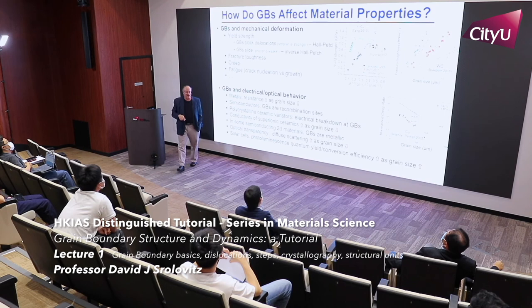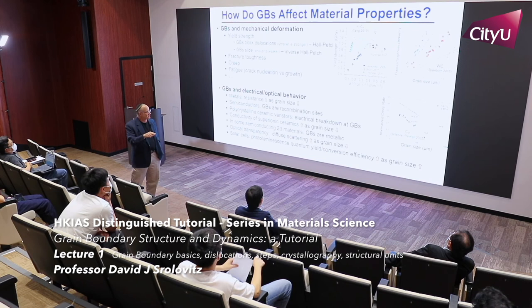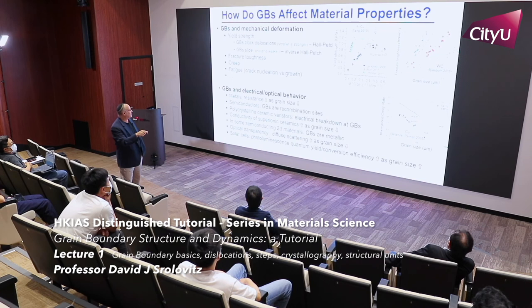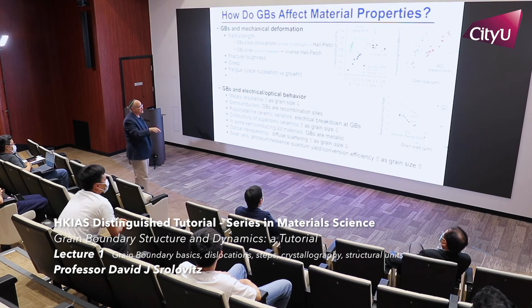Why do we care about grain boundaries? Well, grain boundaries affect properties. The classic example we usually talk about with sophomore students is how the yield strength varies with the grain size. Typically, the yield strength should go like 1 over the square root of the grain size, D. If you plot yield strength versus the inverse square root of grain size, you get a nice linear relationship. That's the Hall-Petch relation.